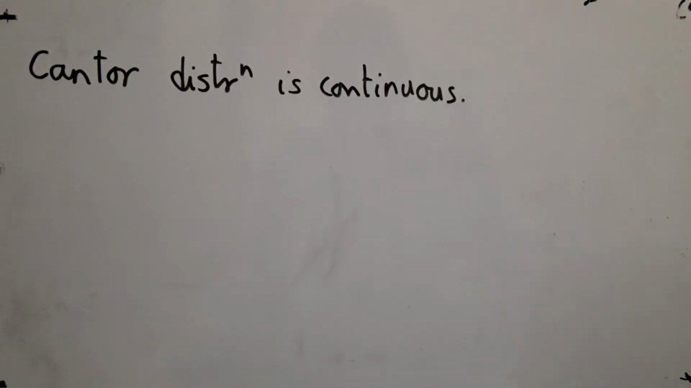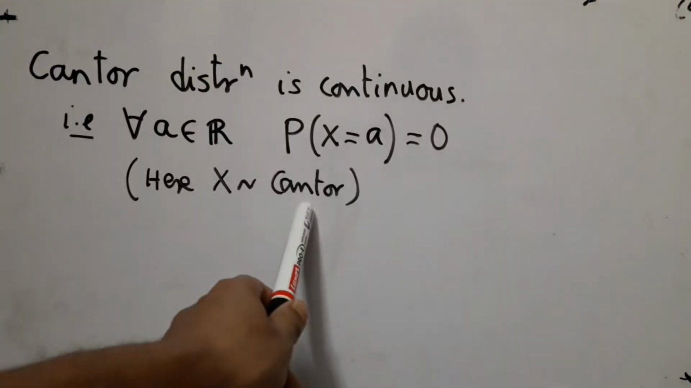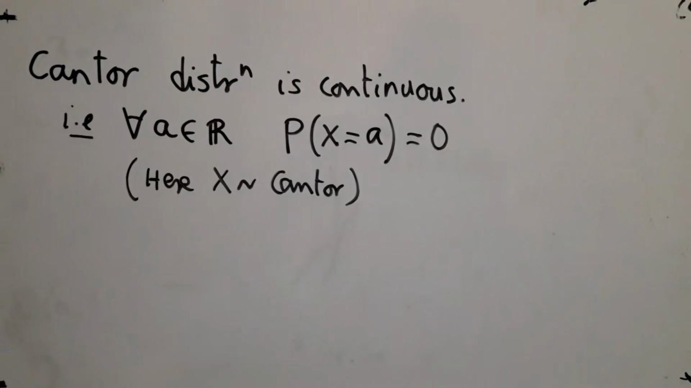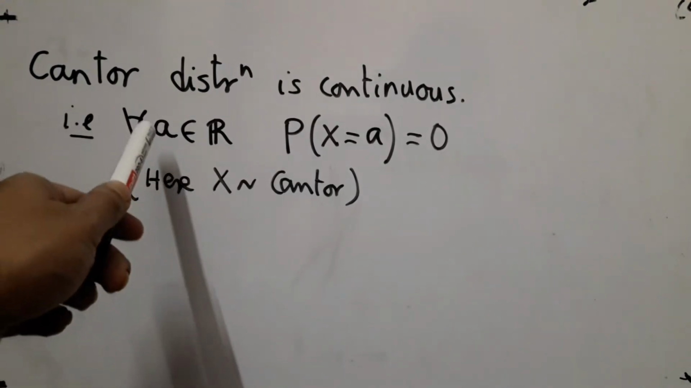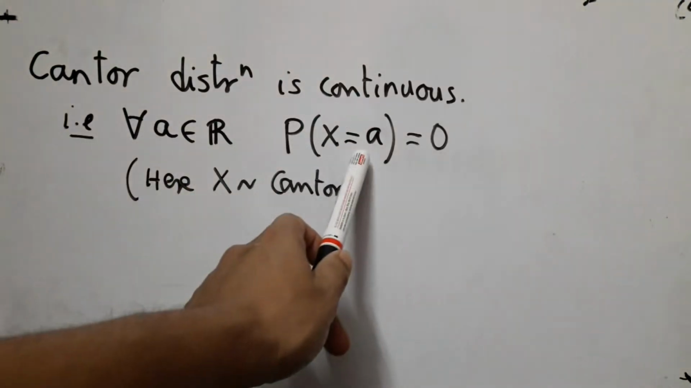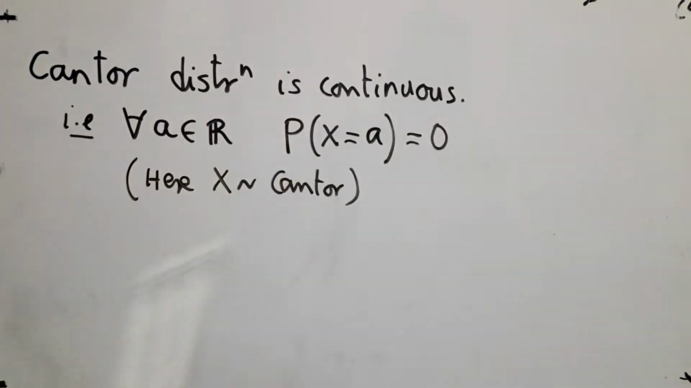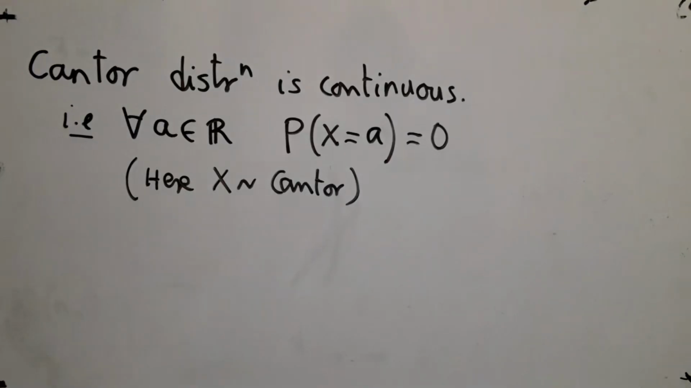The first property that we have already proved is that the Cantor distribution is continuous. That is, if we take any random variable x having Cantor distribution, then for any fixed number a in R, the probability that x takes that value a is 0. And why is that true? We know that a distribution being continuous is equivalent to its CDF being continuous.